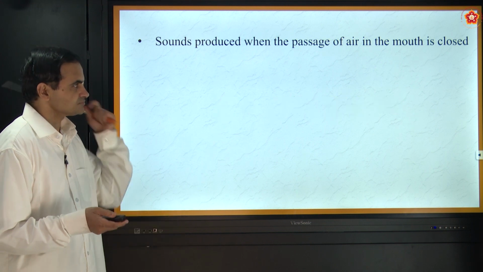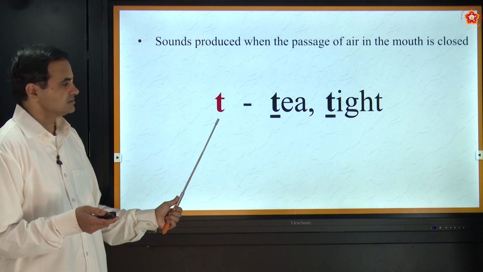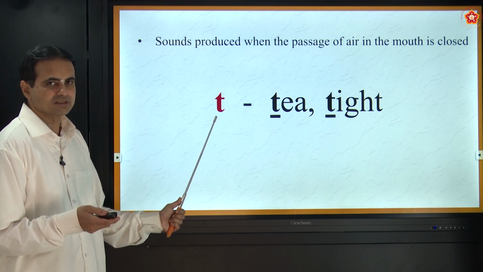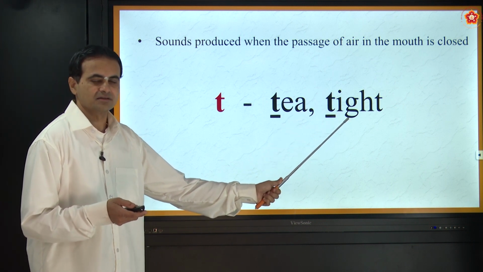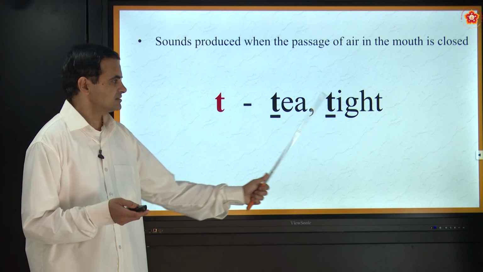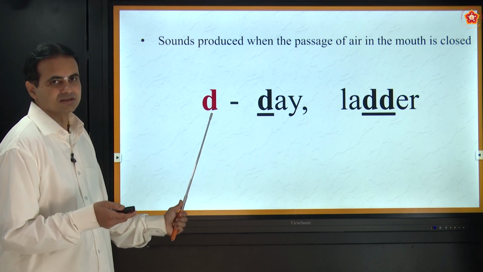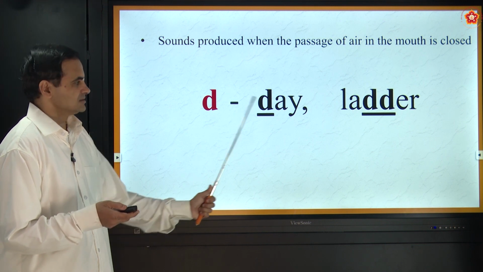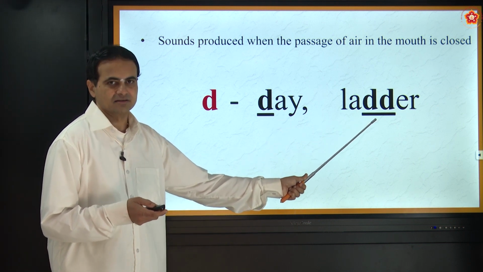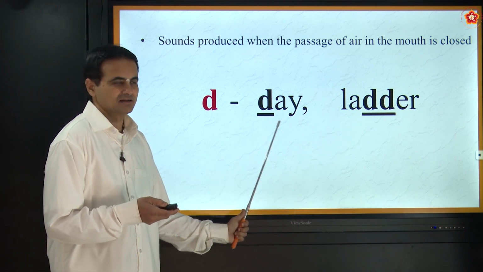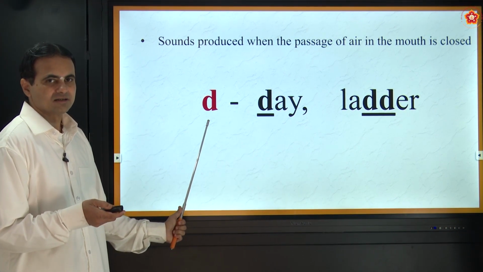Next one, T. T represents the sound T. Examples: tight. D represents the sound D. Examples: day, ladder.